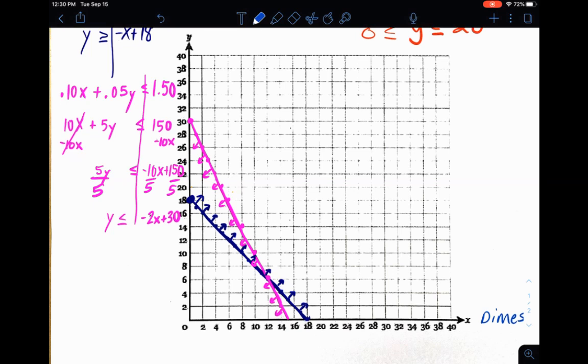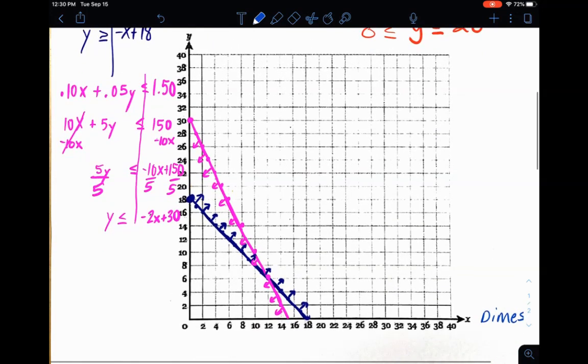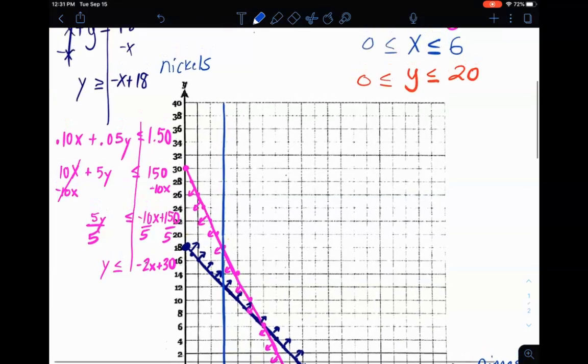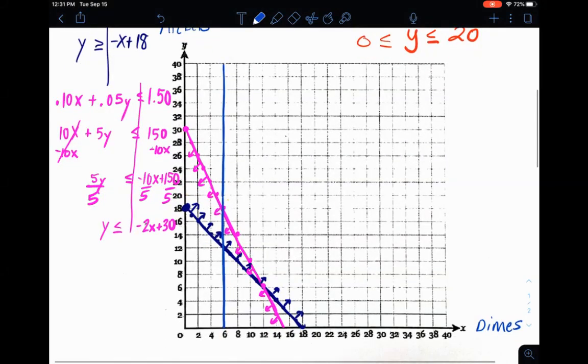Okay? If it's y equals, it's going to cut through the y-axis. So a horizontal line would have to cut through the y-axis. Okay? So to me, it's easier to think of it that way to memorize it. So we're going to have this vertical line at 6. Which way are we shading said vertical? Okay, so it's less than 6. So left.